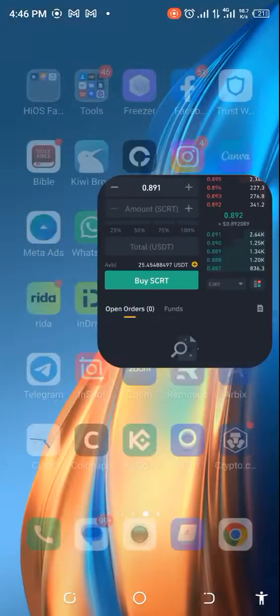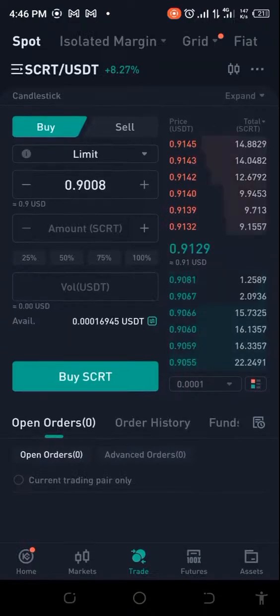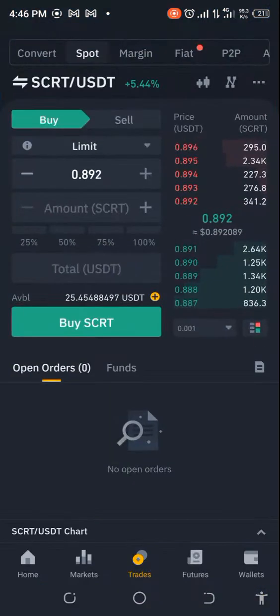Let's go and check what's going on in KuCoin. Is it going up high? I think it is. Oh yes, it is running a race, so we need to be fast. Let's try and see how we can catch up with this, okay?